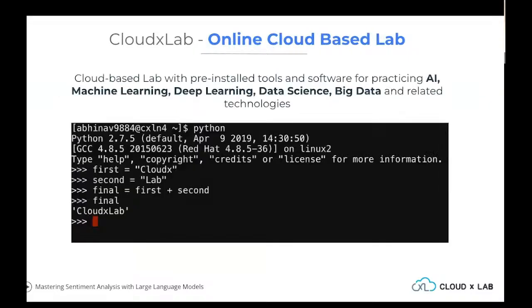We also have a console where you can practice everything. We have a cloud-based lab with pre-installed tools and software for practicing AI, ML, DL, data science, big data, and related technologies. Our lab consists of a wide variety of tools which you can practice, including OpenAI and modern technologies also. Because our courses and labs are updated frequently according to industry standards.